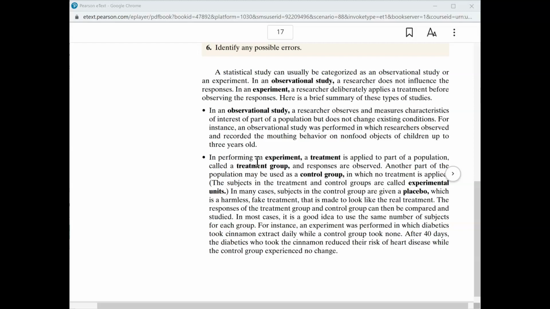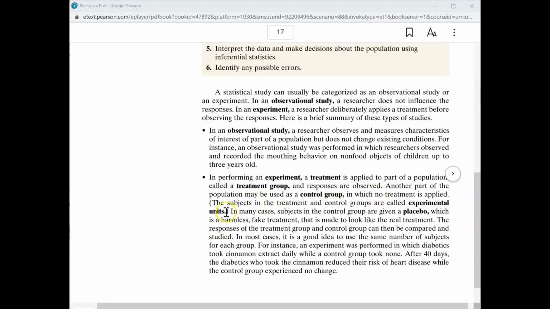You're doing something to cause some sort of an effect. You're giving a treatment. Let's read about it. In performing an experiment, a treatment is applied to a part of the population called a treatment group, and responses are observed. Another part of the population may be used as a control group in which no treatment is applied. The subjects in the treatment and control groups are called experimental units.